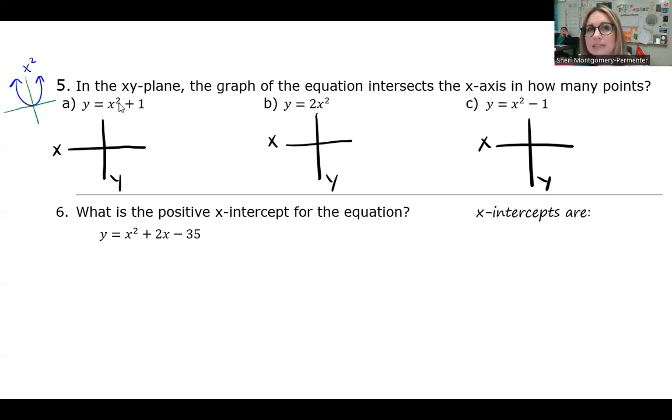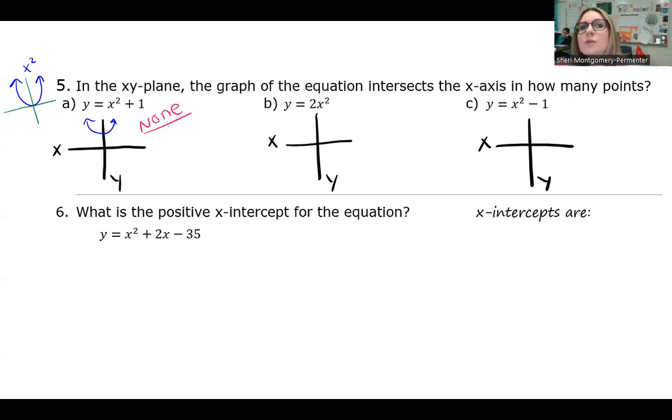This first one, it says that it's going up 1. So instead of being right on the x-axis, it shifts up. I don't have to scale my graph. It doesn't really matter. It just goes up. So how many times does that cross the x-axis? None. It doesn't cross at all.